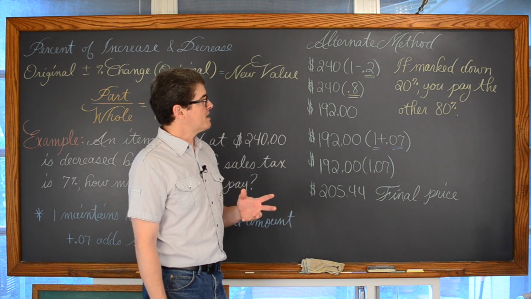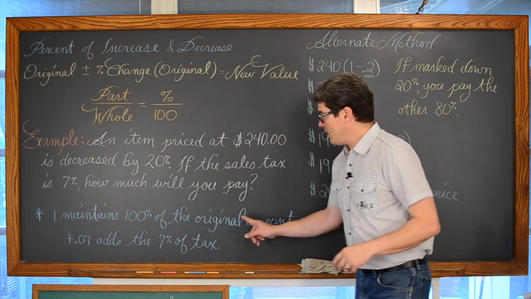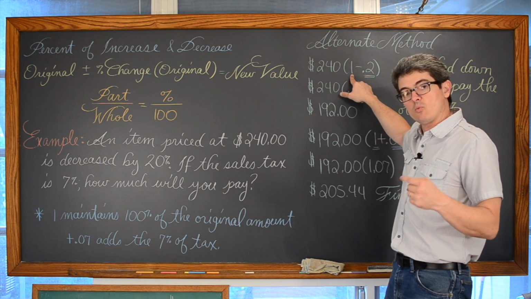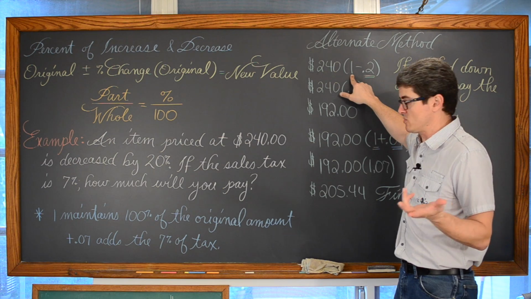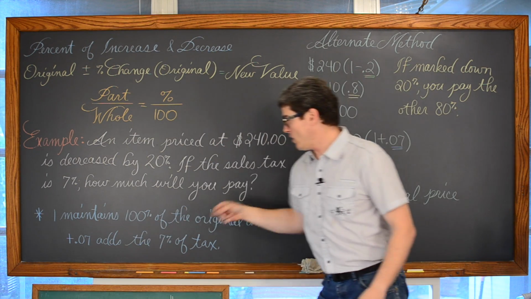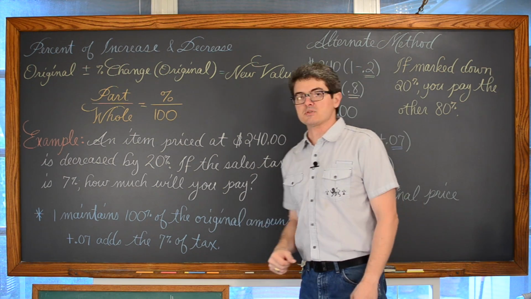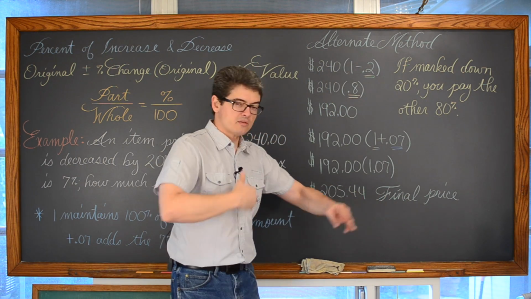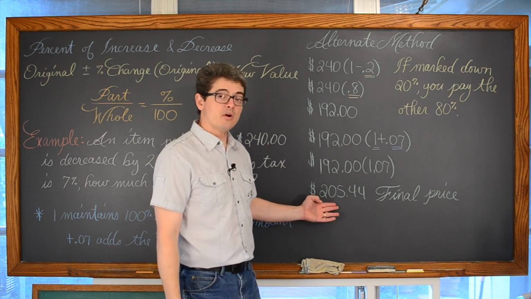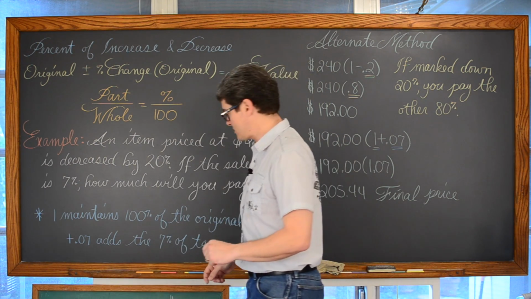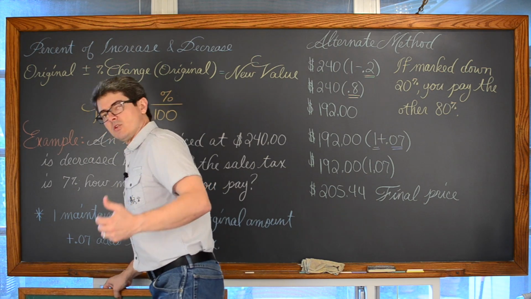Now, why is that working? Well, the 1 up here, representing 100%, is just 100% written as a decimal, which is 1. The 1 maintains the 100% of the original amount, and the 0.07 is going to add the 7% tax, and in one multiplication, instead of a couple of steps, you get the final price. But again, you don't see the tax amount, which I think was $13.44.